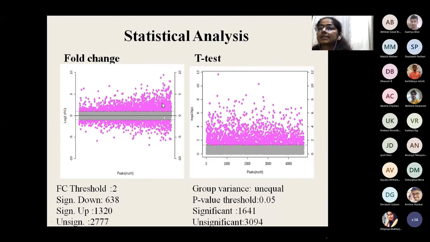Then I did statistical analysis, which was using fold change and t-test. For fold change, I kept my threshold as 2 and I obtained my significantly downregulated proteins, significantly upregulated and insignificant proteins. For t-test, I kept my parameters as the group variance was unequal. The p-value threshold was 0.05 and I obtained the following significant and insignificant proteins.